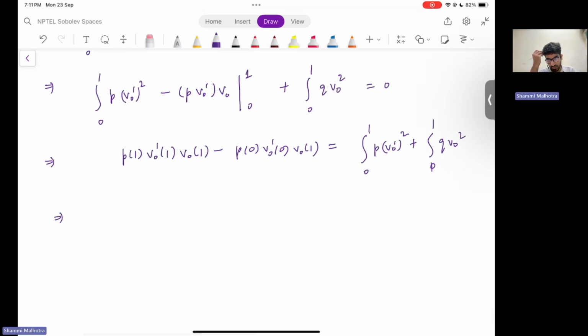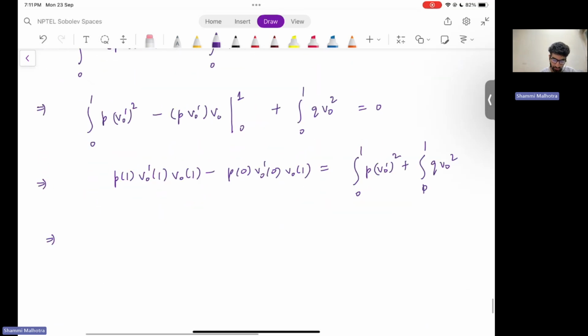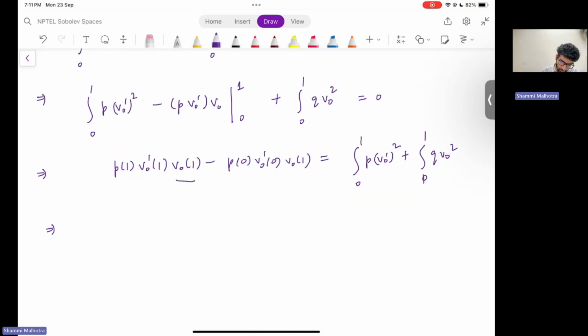One thing about this v0: v0 at 1 is 0, so this term actually vanishes. We are left with minus P(0) v0'(0), and v0'(0) is nothing but k0 only. And v0(0) is 1 only. So this is integration 0 to 1 of P times (v0')² plus integration 0 to 1 of Q times v0².